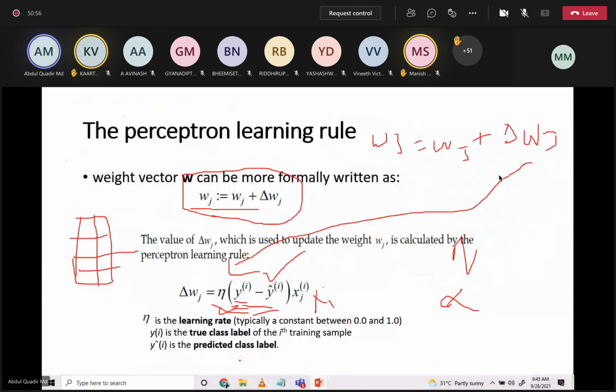Now if I go back and explain, can you see this one? This is in a different formula. Okay, alpha equal to target, T. Yi is the target and y cap is the predicted, or you can call it the output, into xj. This is the formula for delta Wj. This is Wj new equal to Wj old plus delta Wj.